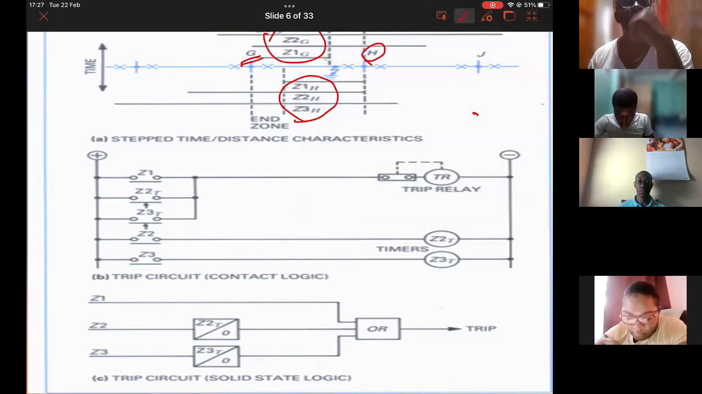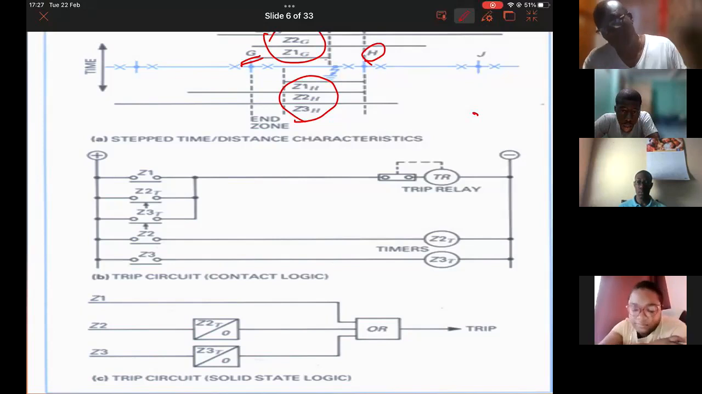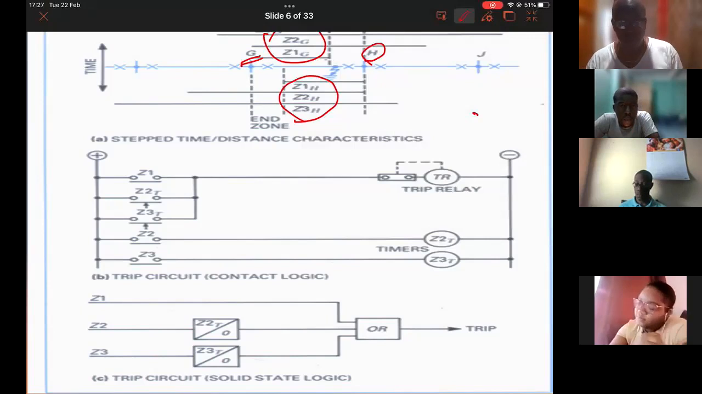Because remember, one of the things we mentioned when we spoke about the distance relay is that it is directional. So it's looking in a direction. G is looking towards H, so it will only see faults ahead of it, towards H. And H is looking towards G, so it can only see faults in front of it. All right, so those are the settings.